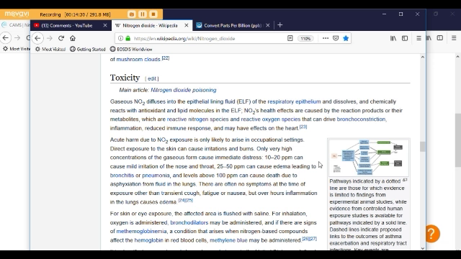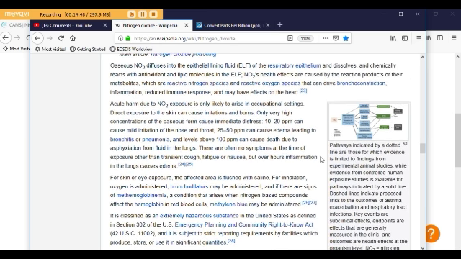So that's where your bronchial tubes inflame and you can't breathe. Reduced immune response and heart problems. Acute harm due to NO2 exposure is only likely to arise in occupational settings. Well, we'll see about that.